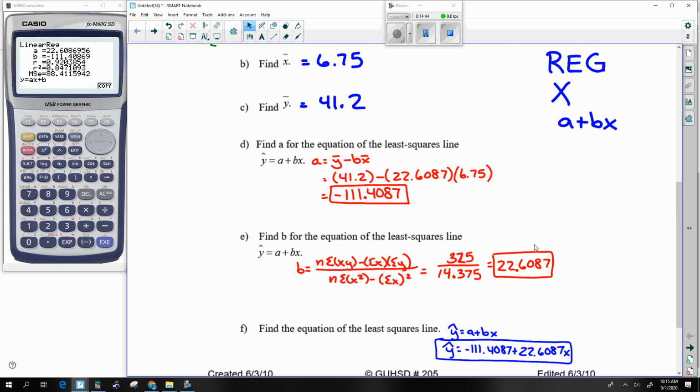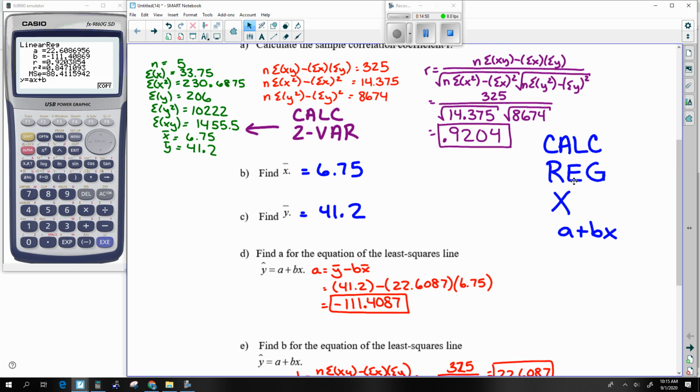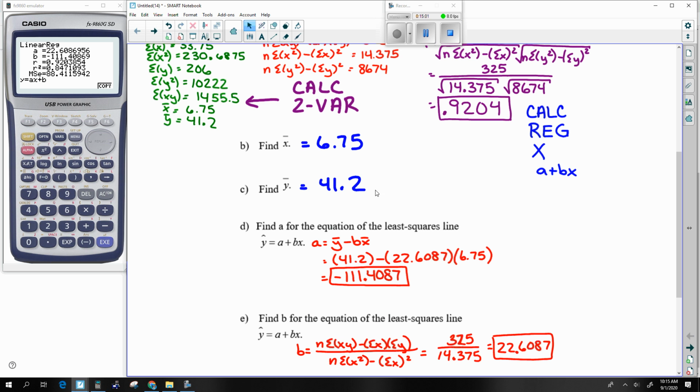So you can do this entire problem just with these two minor button pushes. We can do that with these two minor button pushes. Kind of speeds up the process.